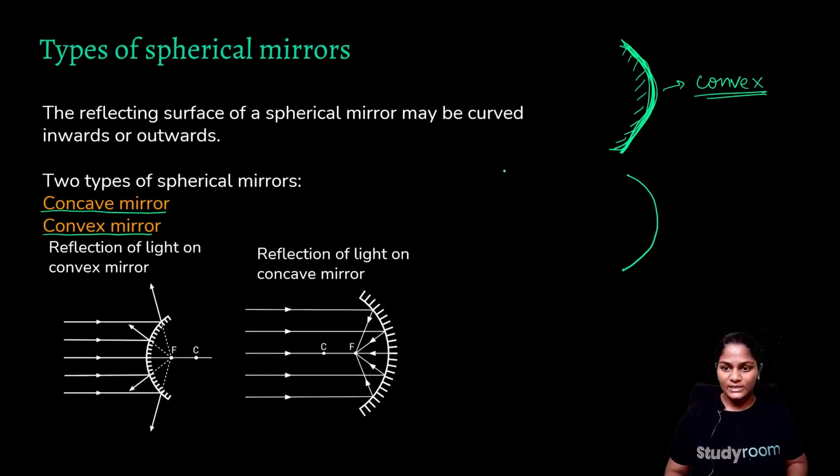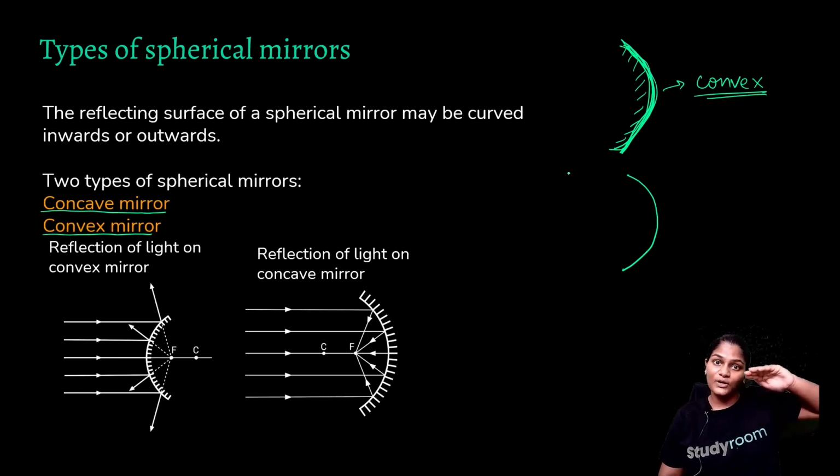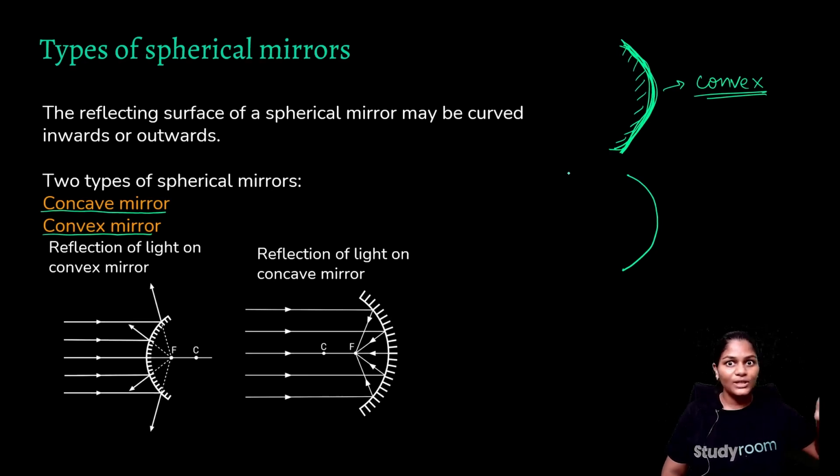A mirror that is... have you seen a cave? You've seen caves in movies, in mountains. You've probably seen it in real life also. So how is a cave? Is a cave coming out, or is a cave going into the mountain? Is the cave inside the mountain, right? It's not coming out, right?